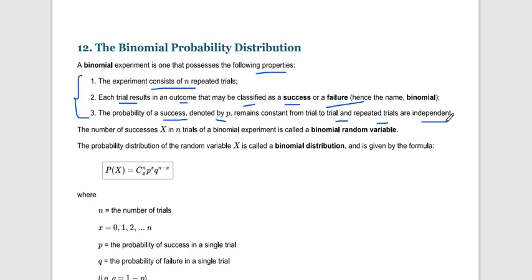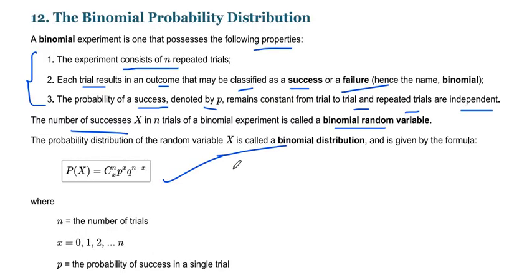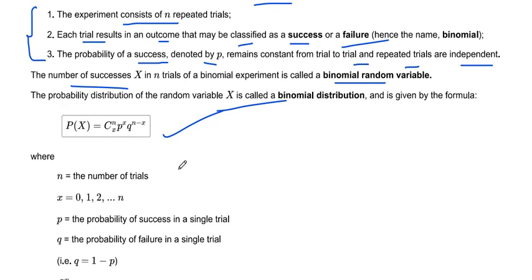We name the number of successes as x. It's called the binomial random variable. Now if we want to find the binomial probability of the binomial random variable, P of x, then we have to use this formula. P of x is equal to nCx p raised to x into q raised to n minus x, in which n is the number of trials you have done, x is the number of successes, the random variable, 0, 1 to n, p is the probability of success in a single trial, and q is the probability of failure in a single trial.